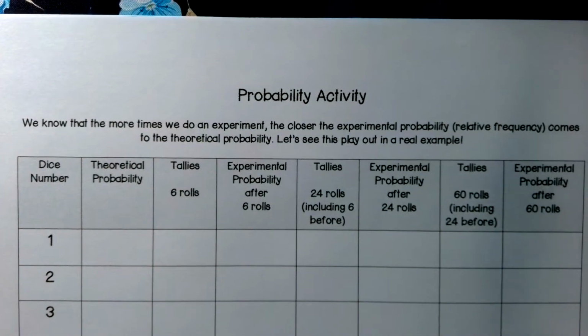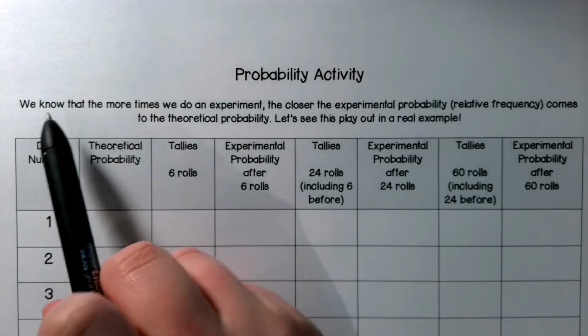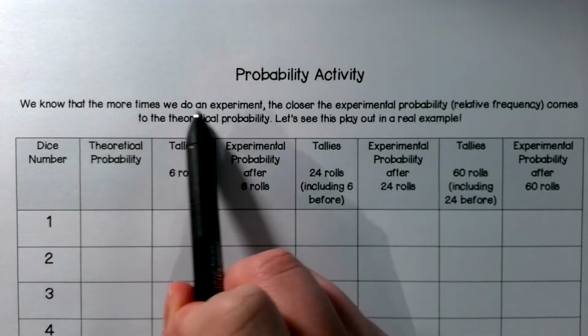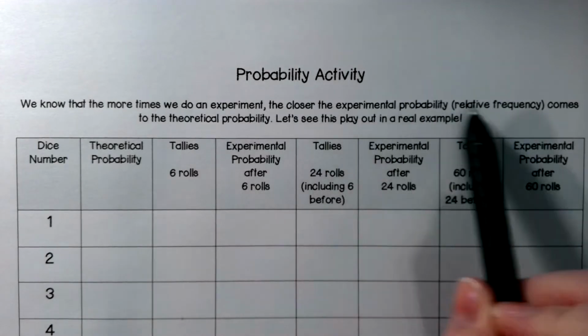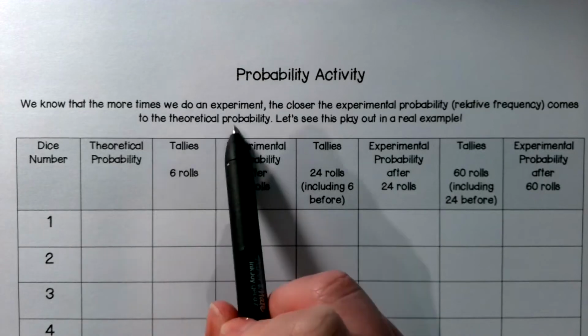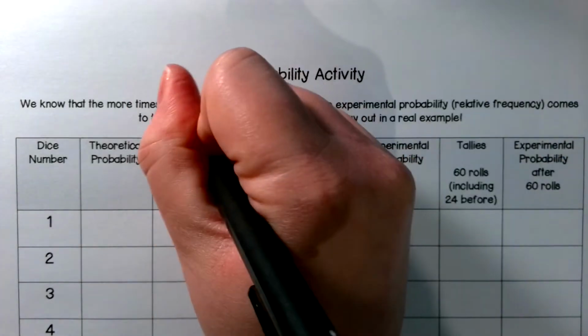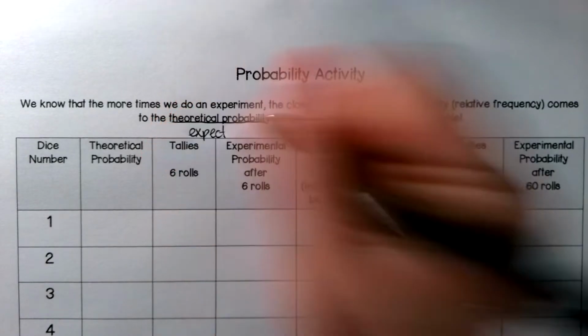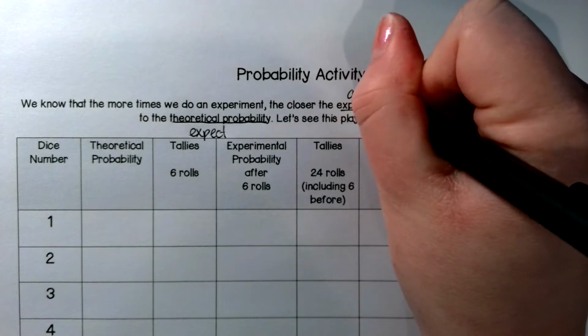Okay, so we are going to do an activity to review everything that we've been talking about, really focusing on probability. We know that the more times that we do an experiment, the closer the experimental probability, or relative frequency, as we've been hearing it called, comes to the theoretical probability. Remember, the theoretical probability is what we expect to happen, and the experimental probability is what actually happens.